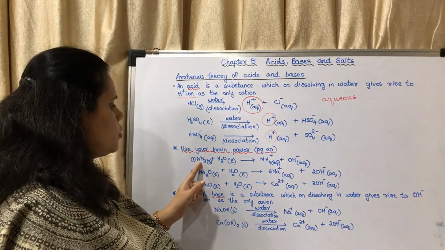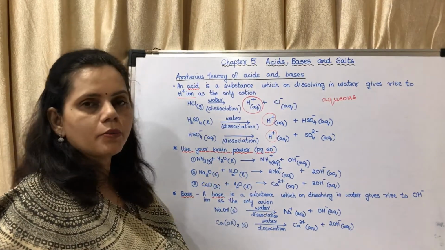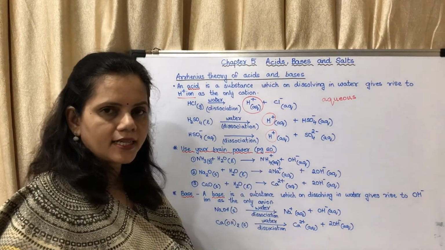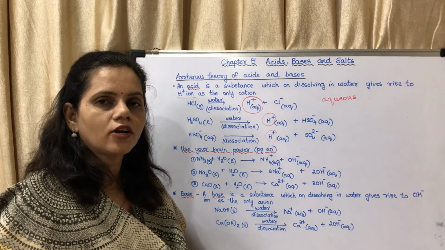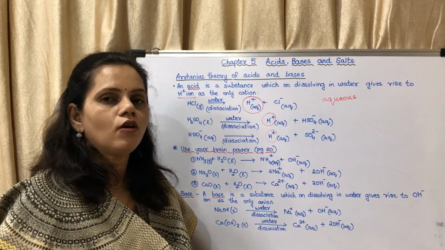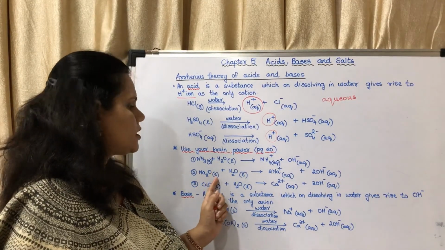Okay, so ammonia, which is a gas, when you pass it through water, will form ammonium hydroxide, which consists of NH4 plus, that is the ammonium ion, and OH minus, that is the hydroxide ion. Both are aqueous, that means they are in water.